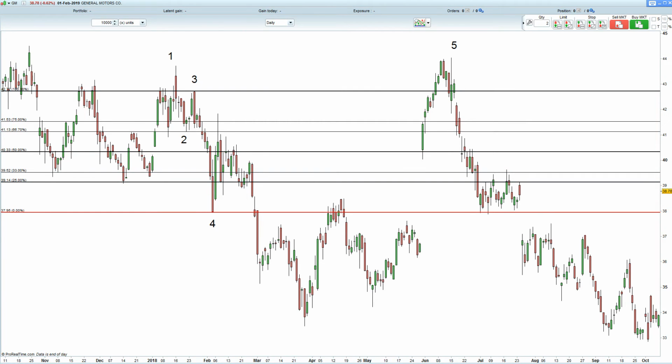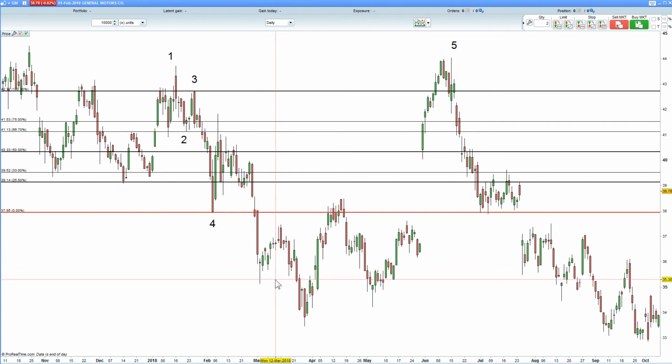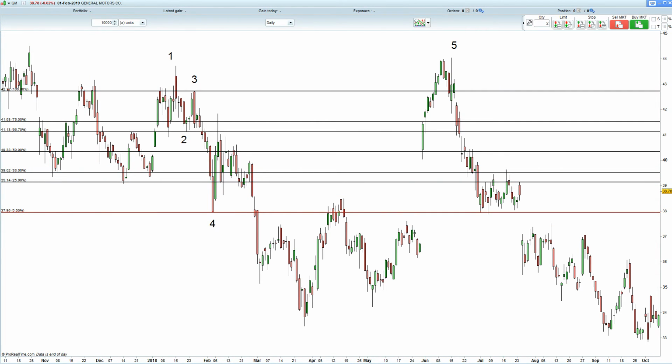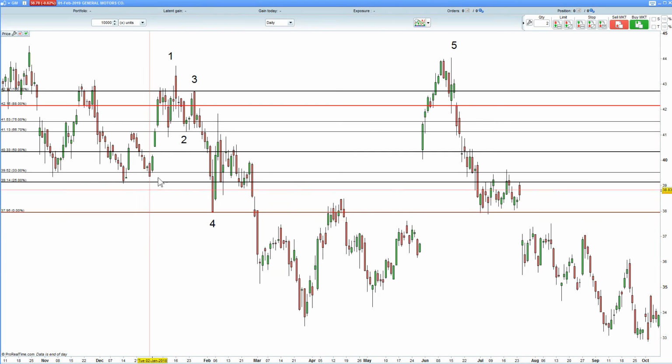Let me configure this to show 88%, and I'm going to make this a red line. Where are you at? I don't think I turned it on. Oh, there we go. So that's 88% retracement. So I did not get a retracement that hit 88%. So what does that mean? That means the market has come down and we have to redraw number 4.